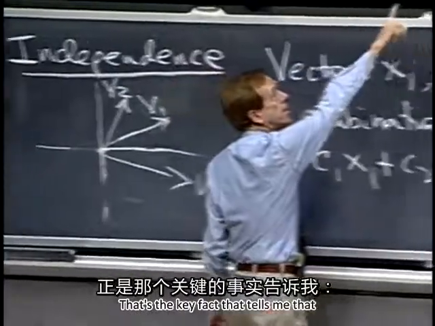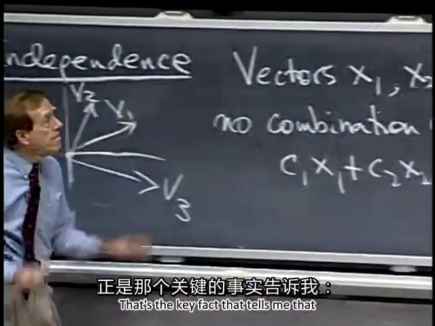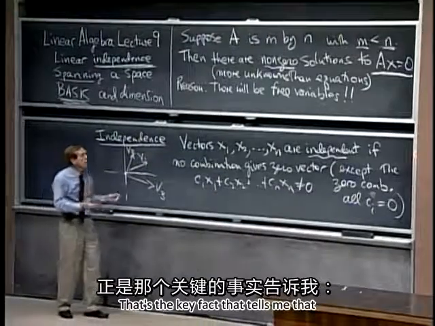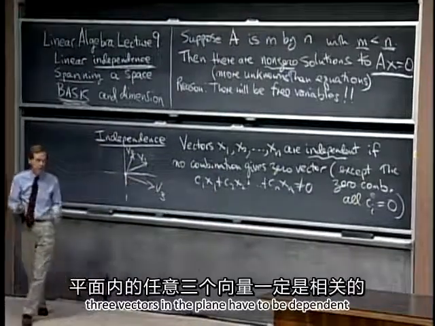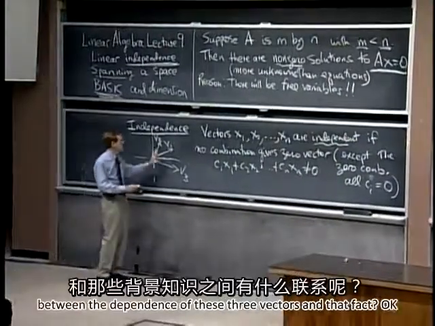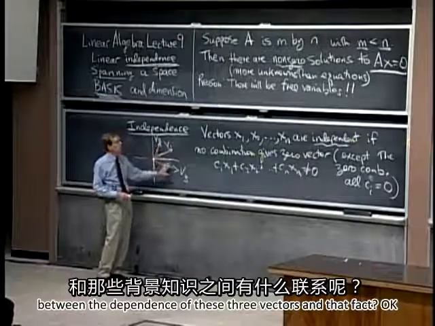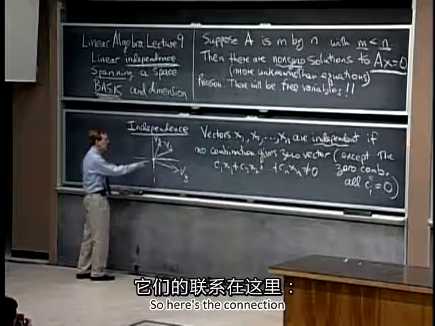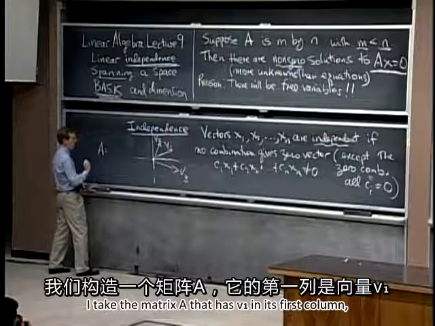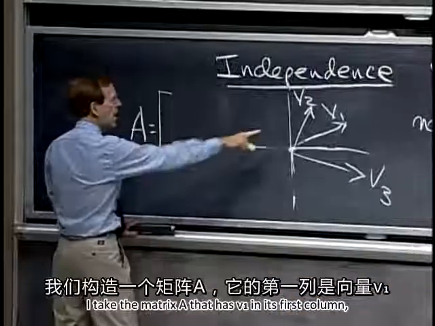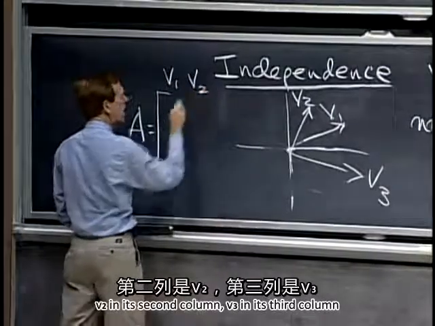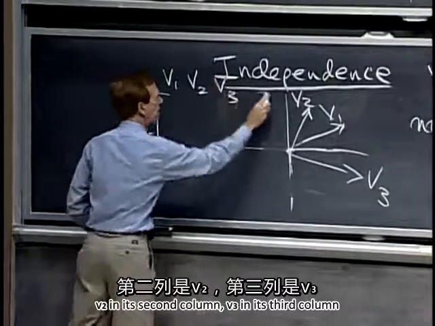That's the key fact that tells me that three vectors in the plane have to be dependent. Why is that? What's the connection between the dependence of these three vectors and that fact? Okay, so here's the connection. I take the matrix A that has v1 in its first column, v2 in its second column, v3 in its third column.